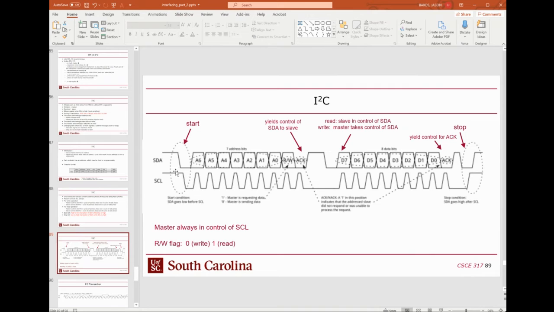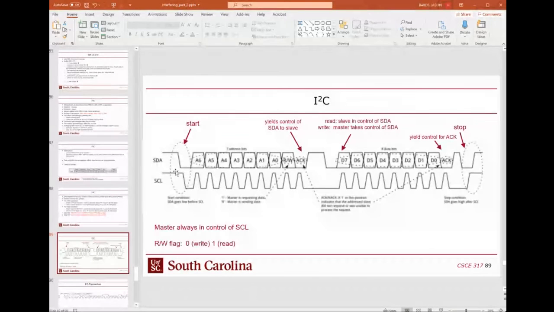Whereas if you're doing a write operation, the master sends the address, it gets back the acknowledge, then it sends the data, and it gets back the acknowledge. So on a write operation, the control of SDA has to be yielded 1, 2, 3 times, right? Whereas with a read operation, it only has to be yielded twice, right? Once for the address acknowledge, and then once for the data acknowledge. So that's kind of confusing, I think, because it's hard to tell where this change of control is happening if you're just looking at the timing diagram.